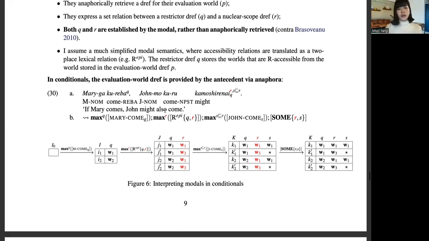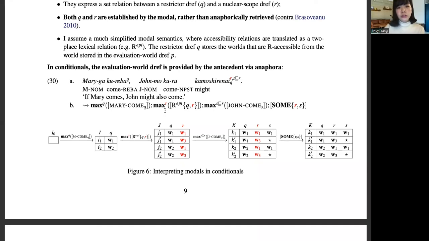Okay. Now, when we put modals into conditionals, what happens is that the evaluation world deref is provided by the antecedent via anaphora. So if we have the sentence, if Mary comes, John might also come. What happens is that we have, again, Leba introduces a new deref storing worlds where Mary comes. And Kamoshirenai has its evaluation world Q co-indexing with the deref introduced by Leba. So that's its evaluation world.